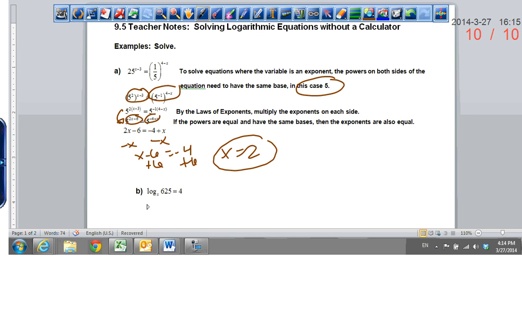So on letter B, a good first step is always to rewrite as an exponential. So x to the fourth equals 625. And then you take the fourth root of both sides, or you can just kind of be smart and clever and think, okay, is there a number that I could raise to the fourth power to give me 625? And there is. It's 5.